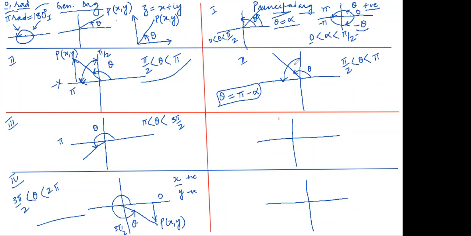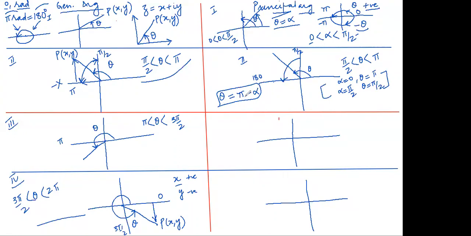Actually, we want theta to be strictly between 90 degrees and 180 degrees. Am I right? Let us say alpha is equal to 0. According to this formula, what is theta? Pi. When alpha is equal to pi by 2, what is theta? Pi minus pi by 2, which is pi by 2.